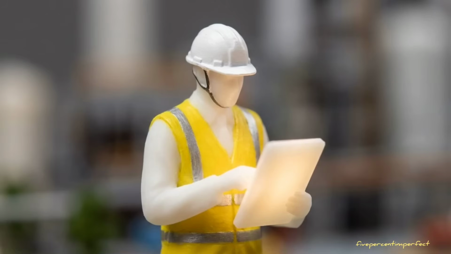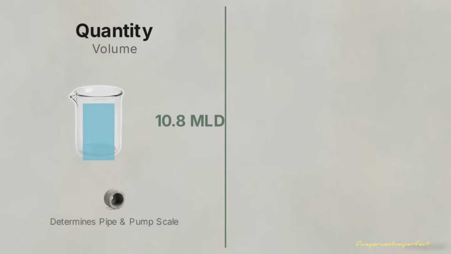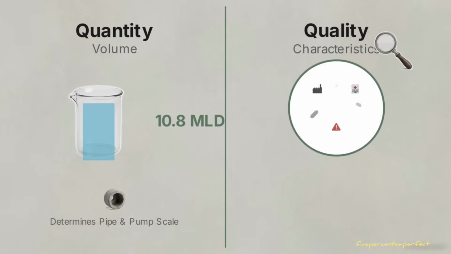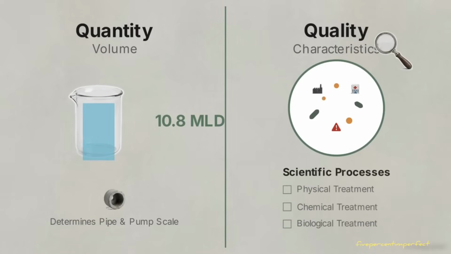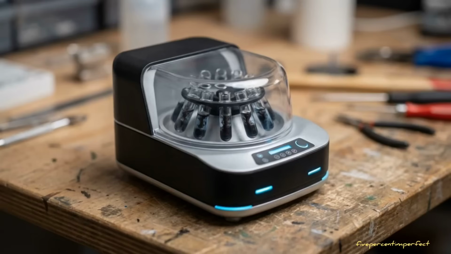But establishing the exact sewage quantity is only the first half of the wastewater engineering process. The second, equally critical requirement is understanding the chemical and biological quality of those 10.8 million liters. As this split screen shows, while quantity dictates volume, quality refers to the physical, chemical, and biological profile of the organic matter mixed into that flow. This microscopic profile dictates the scientific treatment processes required before the water is safely released back into the environment. While macroscopic mass balance equations dictate the physical size and scale of the infrastructure, it is the microscopic characteristics of the sewage that determine the science of its treatment.